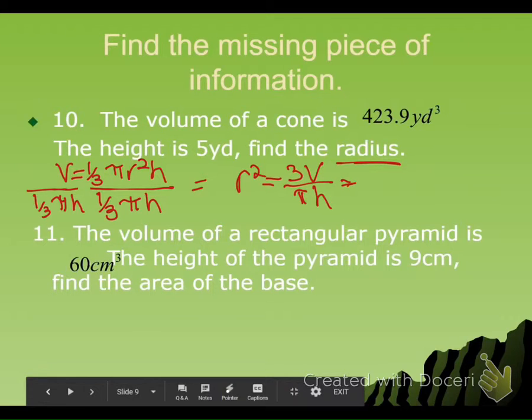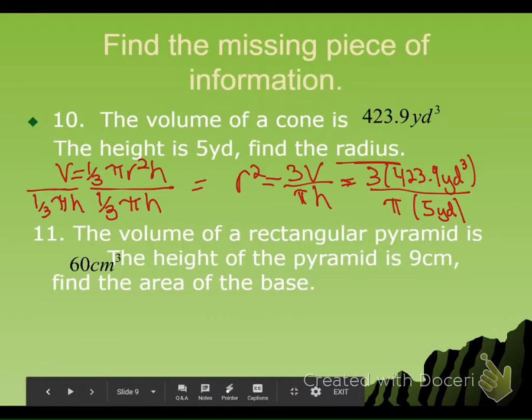Okay, sorry, Raya, we're back to you. What is our volume in this problem? Yep, 423.9 yards cubed, all over pi, and what's my h? 5. Okay, Alicia, this is your problem. You now get to do 3 times 423.9 divided by pi divided by 5.